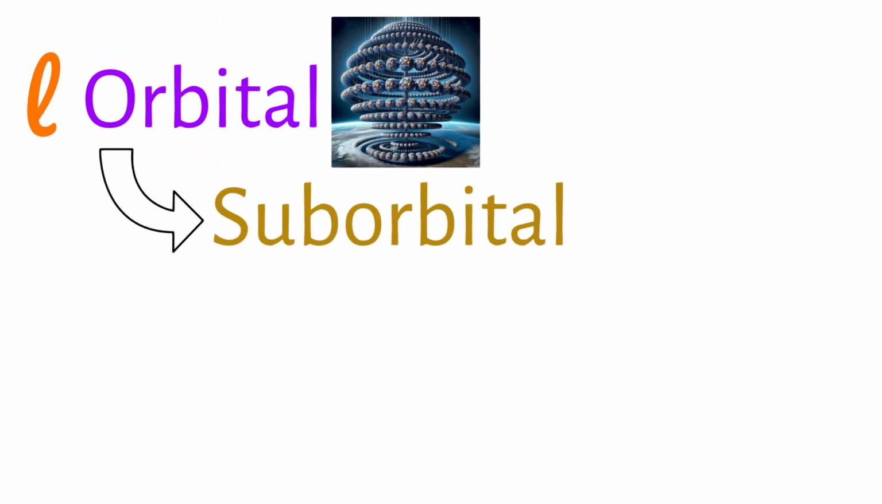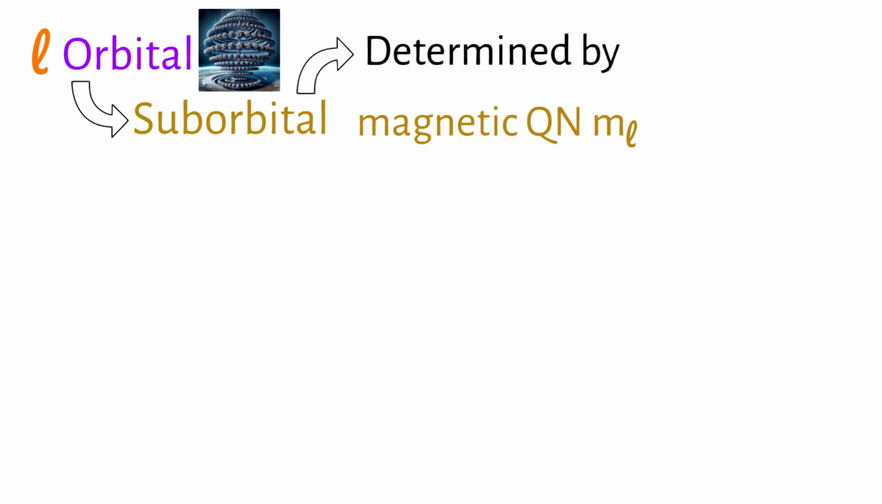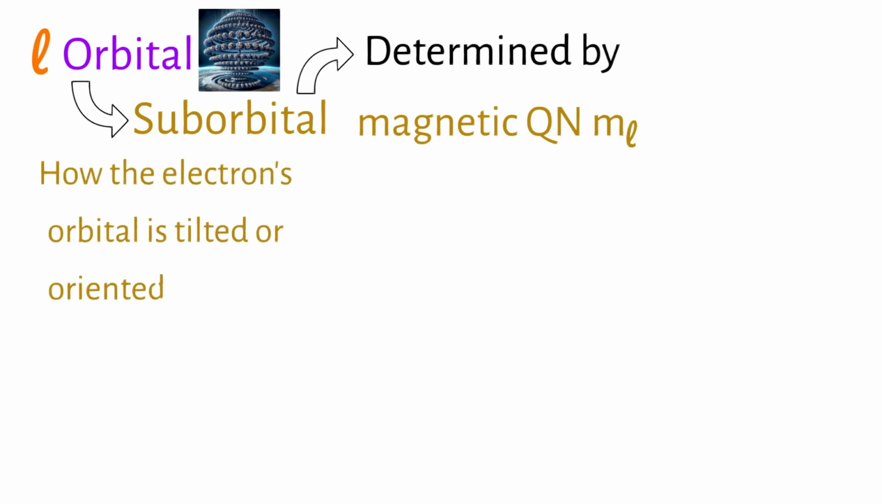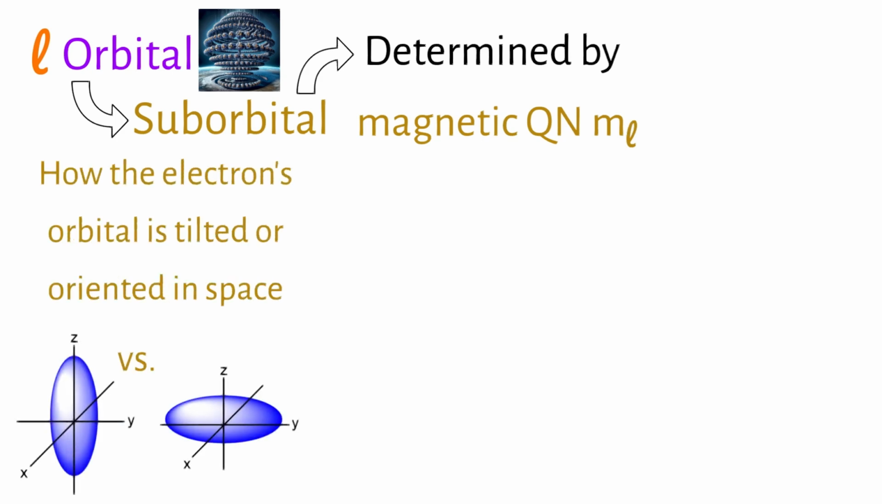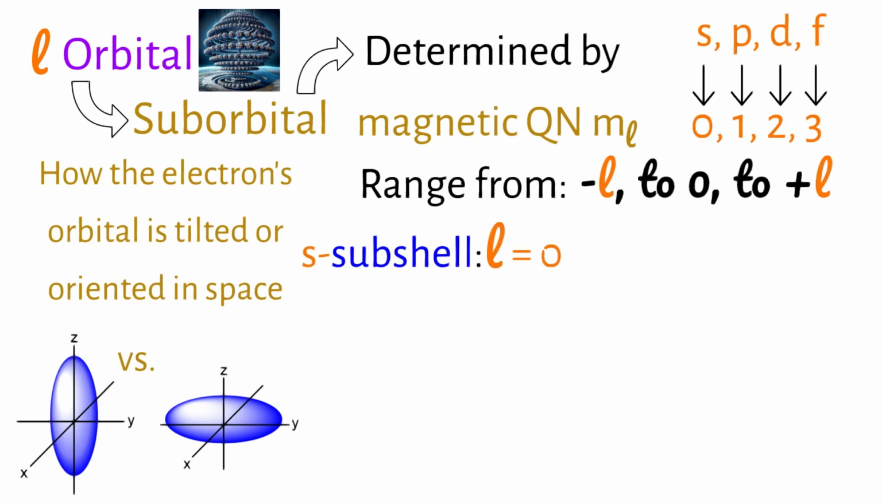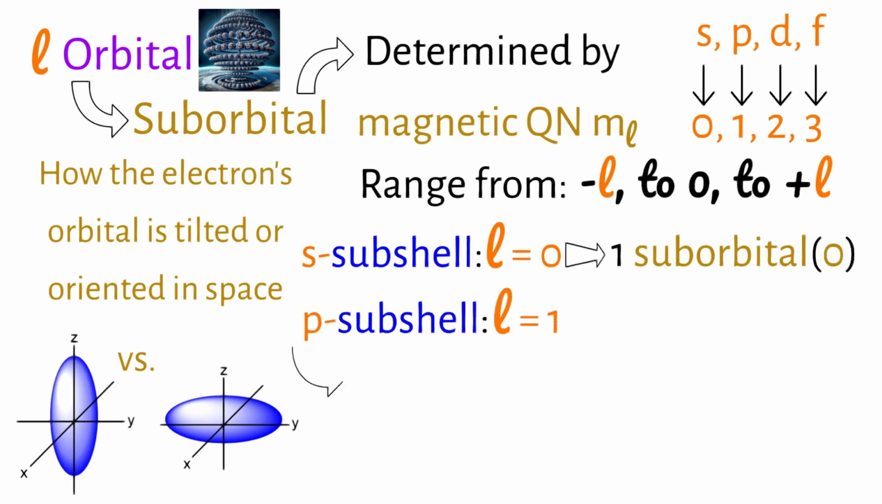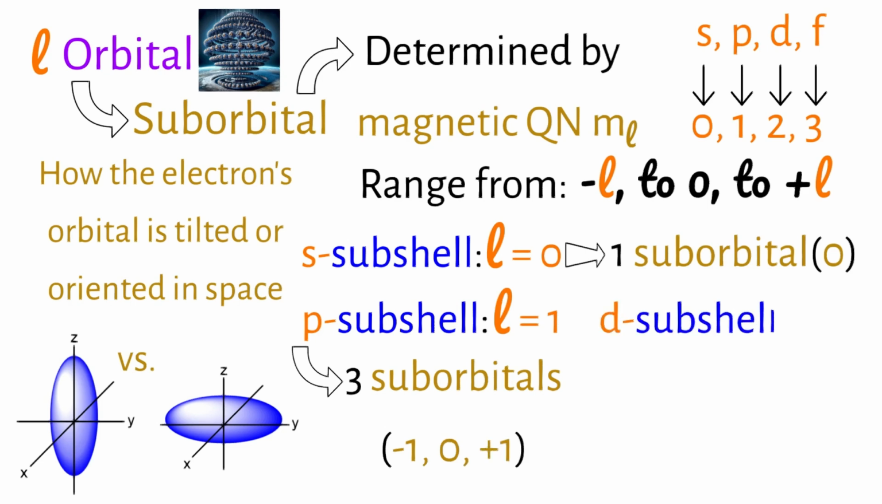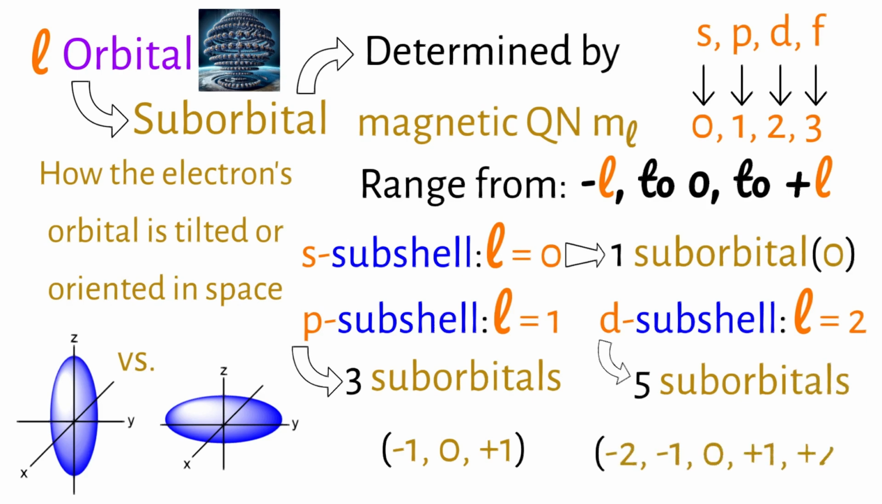Each L orbital contains suborbitals, determined by the magnetic quantum number m sub L, which is how the orbital is tilted or oriented in space. These m sub L orbitals range from negative L to 0 to positive L, so an s subshell, L equals 0, has one suborbital, 0. A p subshell, L equals 1, has 3 suborbitals, negative 1, 0, positive 1, and a d subshell, L equals 2, contains 5 suborbitals, negative 2, negative 1, 0, positive 1, positive 2.